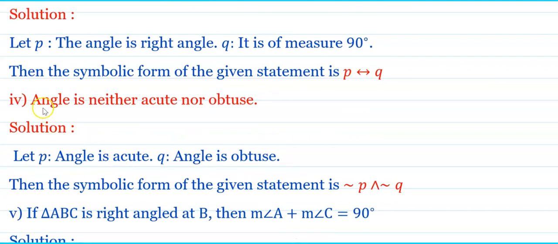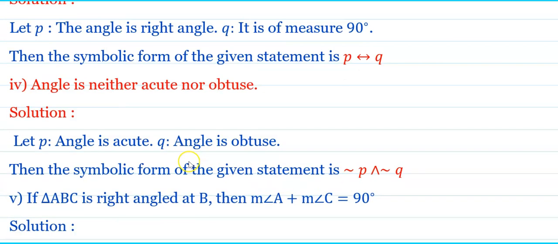Next, angle is neither acute nor obtuse. Okay. Now P is an acute angle, Q is an obtuse angle. Then the symbolic form of the given statement is negation of P and negation of Q. Okay. Angle is neither acute nor obtuse. इथे आपण काय केलंय तर and वापरलेलं आहे आणि दोघांना निगेशन घेतले त्यामध्ये.